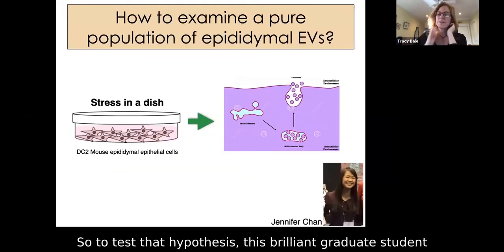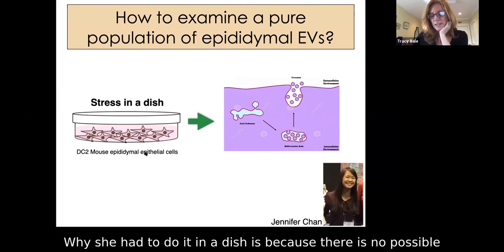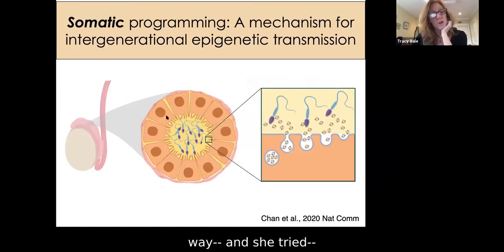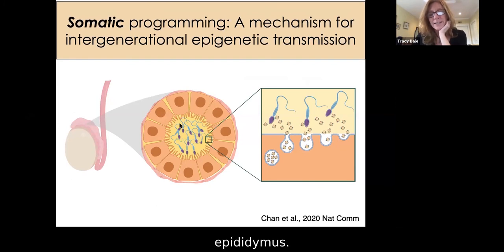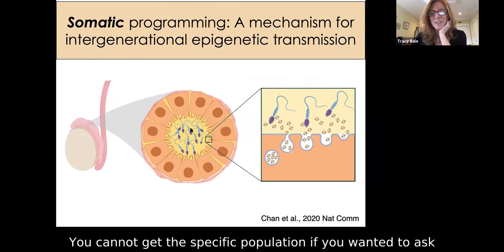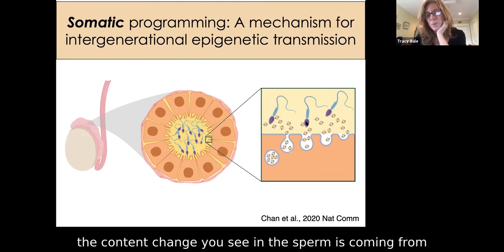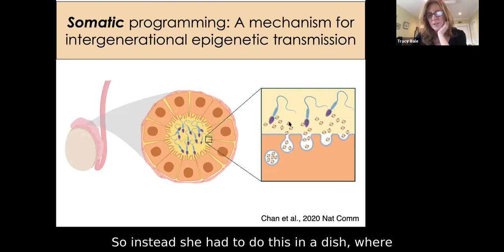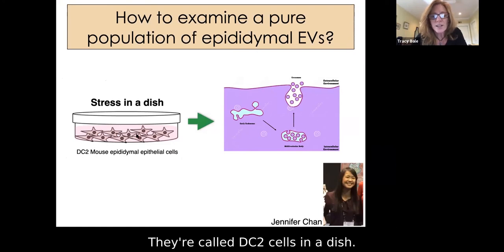So to test that hypothesis, this brilliant graduate student developed what we call the stress in a dish model. Why she had to do it in a dish is because there is no possible way, and she tried, to collect extracellular vesicles from a mouse epididymis. The tubules are just too fine. You cannot get this specific population if you want to ask the question of what is the evidence that, following stress, the content change you see in the sperm is coming from the vesicle. So instead she had to do this in a dish where she was able to culture these caput mouse epididymal epithelial cells, they're called DC2 cells, in a dish.